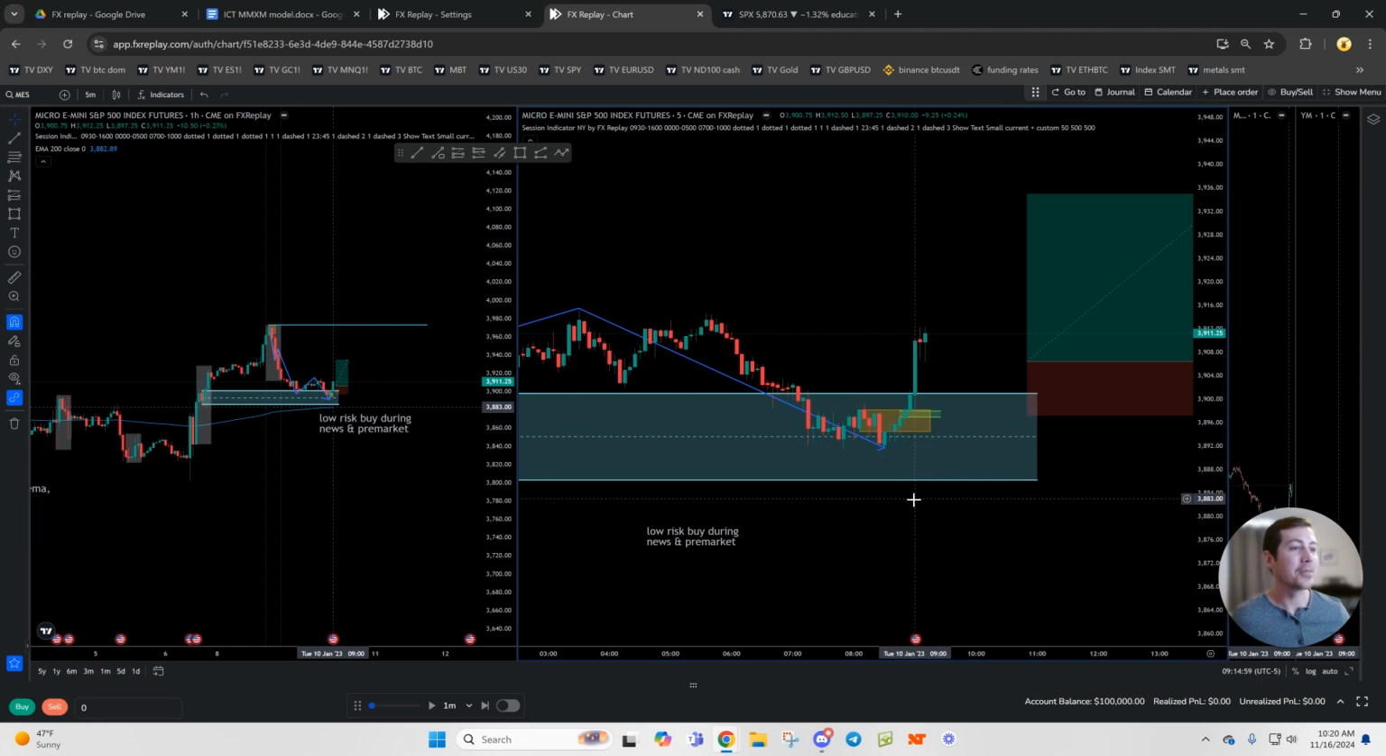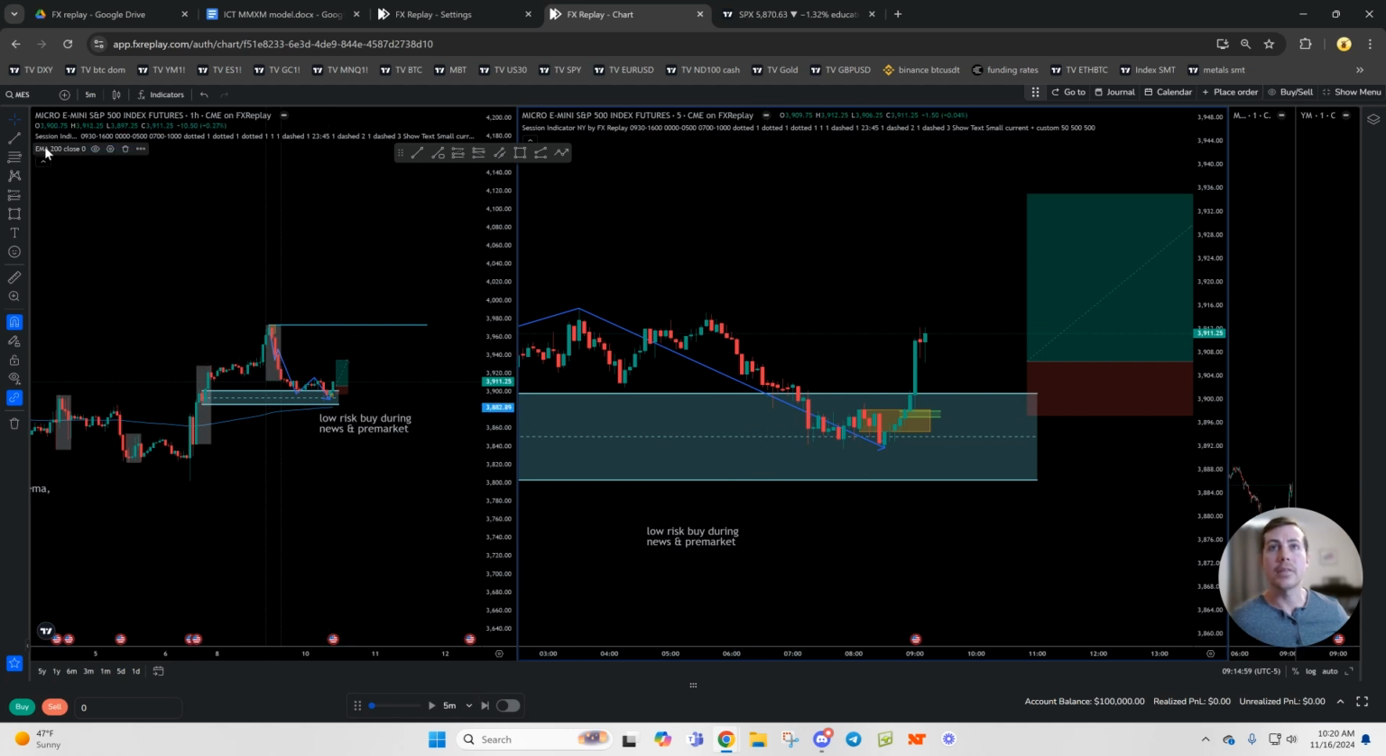So during Powell's speeches, which often last about an hour or so, I probably wouldn't be interested in trading this at all for the first hour or so. So we're not going to really have an opportunity to trade this one because it was during the open.